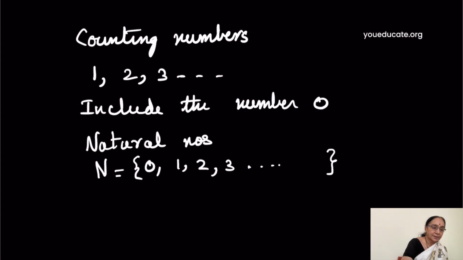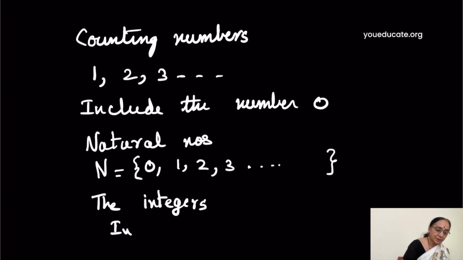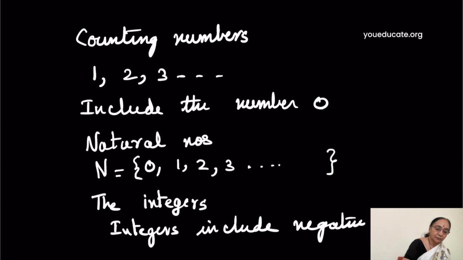And what is the next set of numbers? The next set of numbers is the integers. This is just a recap of what you already know, so we are just learning about integers. Integers include negative whole numbers also.